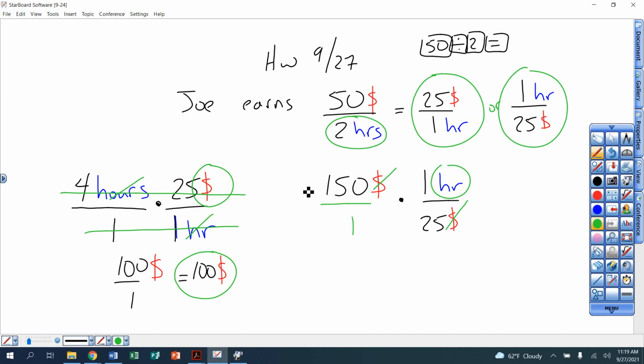I will have to though times the 150 and the 25 on the bottom to get 150 over 25, and again that unit that's left is hour. If I divide that out, that gives me, if I use my calculator, 6 hours. The first word is saga.